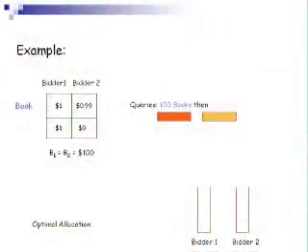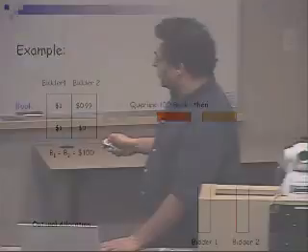Whereas the optimal thing, so then you get a revenue of $100, but of course the optimal thing to do was to send all the book queries to bidder 2 for $99 and all the CD queries to bidder 1 for $100, for a total of $199.